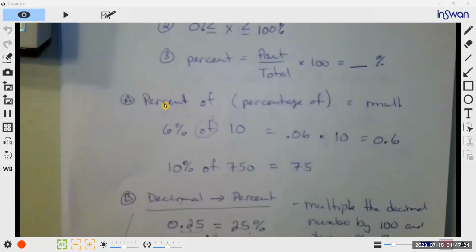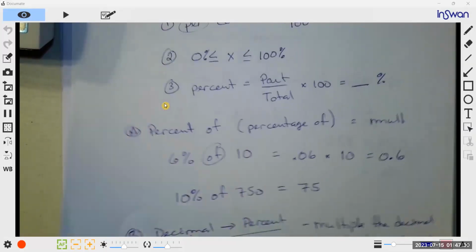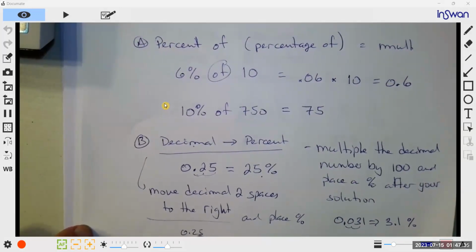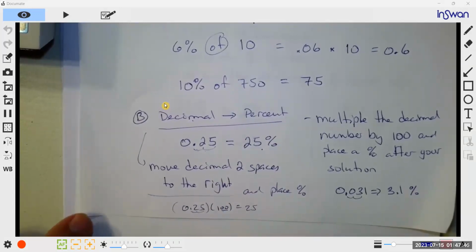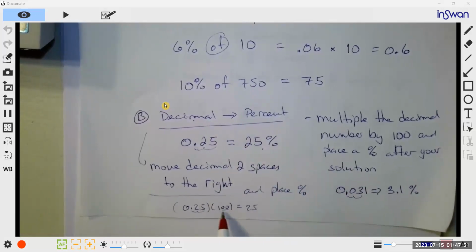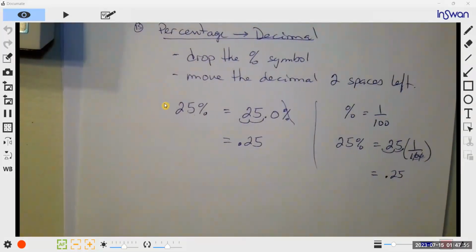What this means is when I'm going from decimal to percent, I'm multiplying by 100. Because if you multiply by 100, there are 2 zeros there, I'm making it bigger. So from decimal to percent, you move to the right 2 spaces. From percent to decimal, move left 2 spaces.